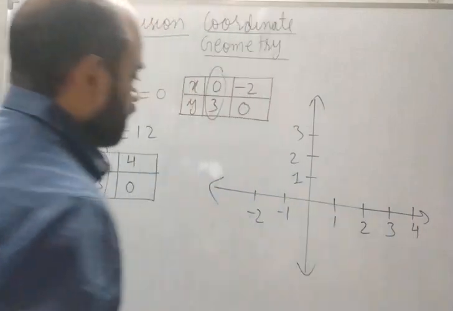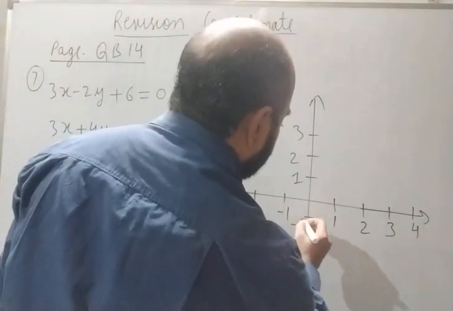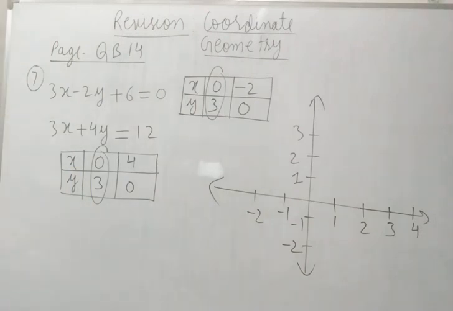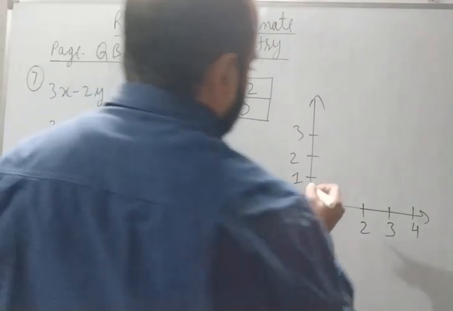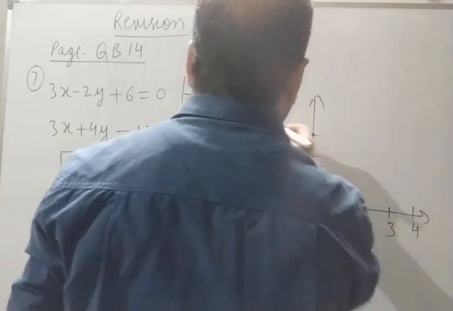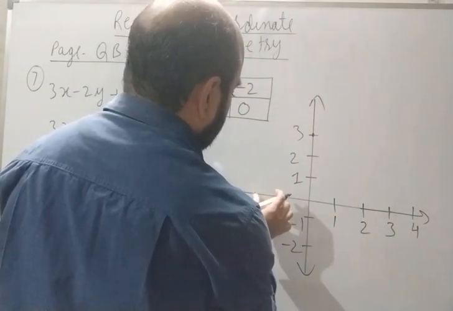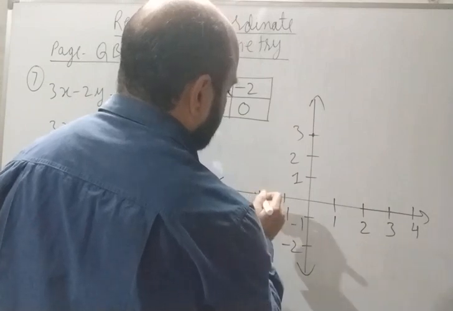Correct? Y is not negative anywhere, but right, minus 1 and minus 2. Clear? So first value is 0, 3. 0, 3 means this value. Next is minus 2, 0. Minus 2, 0 means here. This is minus 2, 0.